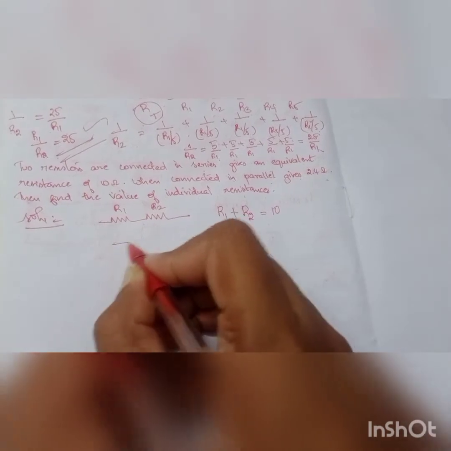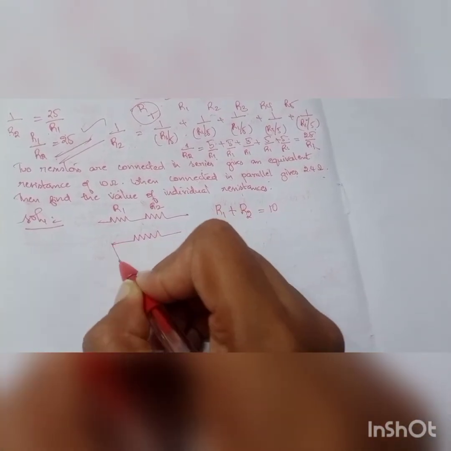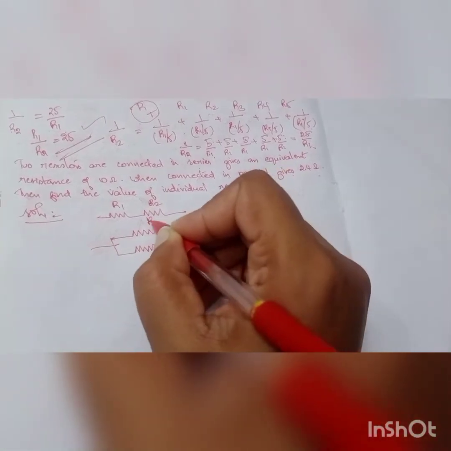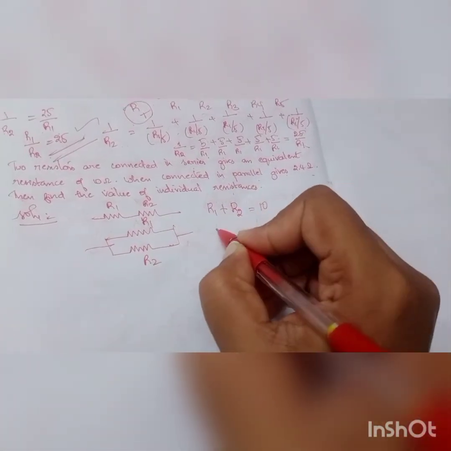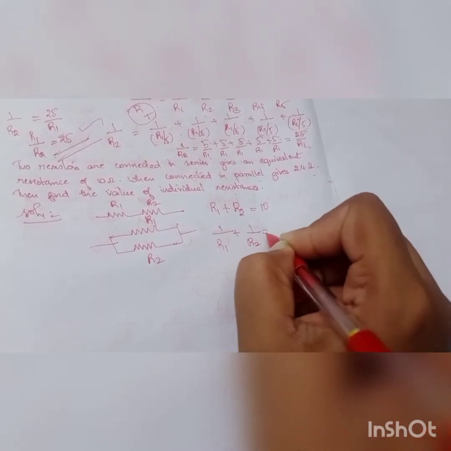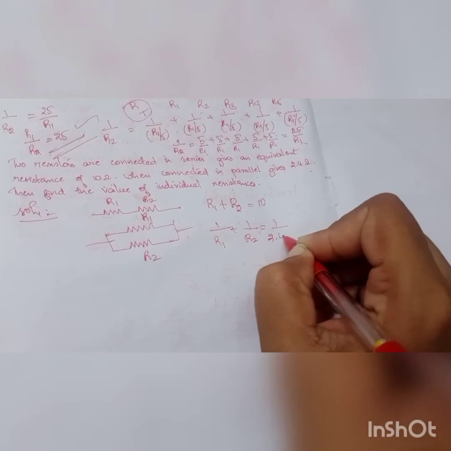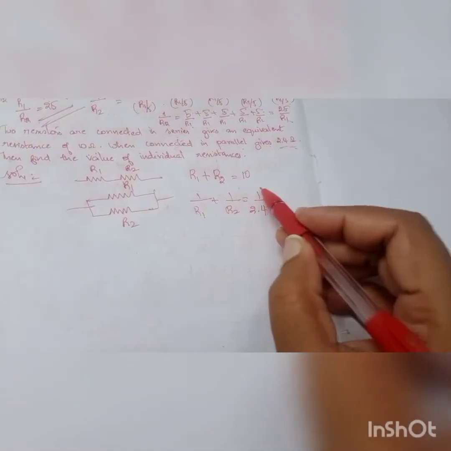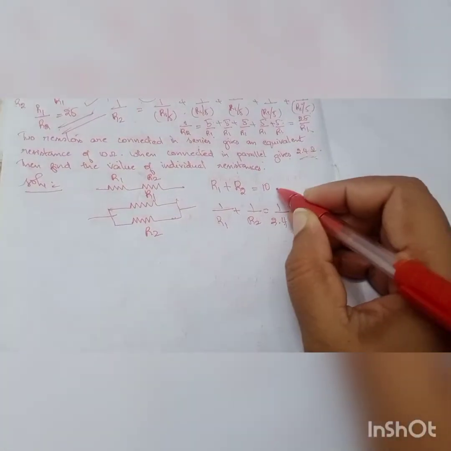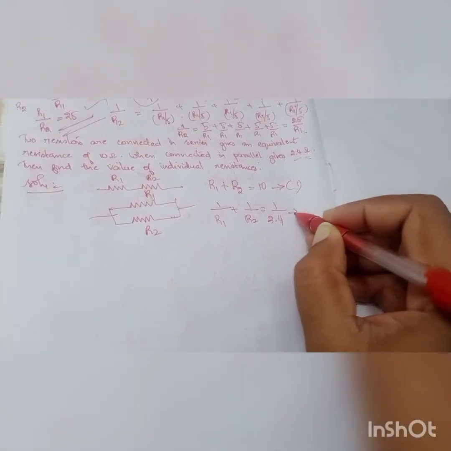Correct? Similarly, they have given that when they are connected in parallel, the equivalent resistance value is 2.4. So 1 by R1 plus 1 by R2 is equal to 1 divided by 2.4, because when they are connected in parallel, the value is 2.4. Now you need to find the values of R1 and R2. So let us take this as the first equation and this as the second equation.